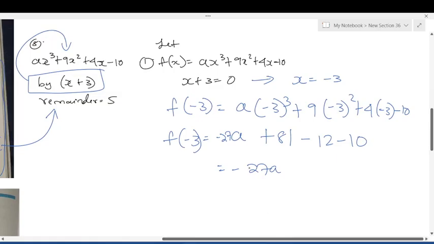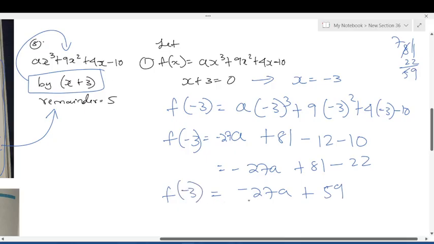Then how do you solve? Use the same concept, minus 27a plus 81 minus 22. How much is 81 minus 22? Is it 59? 59. f of minus 3 is 59, students. We got this. Then below that, we need to find the value of a. That is what they have asked here.